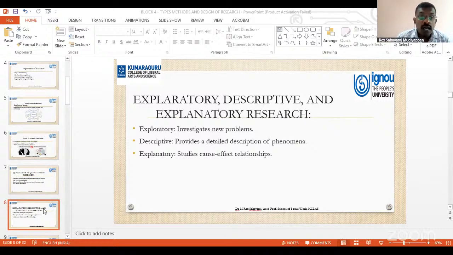Descriptive provides a detailed description of a phenomenon, in the sense of between two variables. What is happening? How far does it affect? You describe, as a doctor describes the problems of the patient, and the causes of it. Explanatory studies the cause and effect relationship, what one impacts on the other. Demand and supply is explanatory. So you explain what one factor affects in another factor, and how far it impacts.